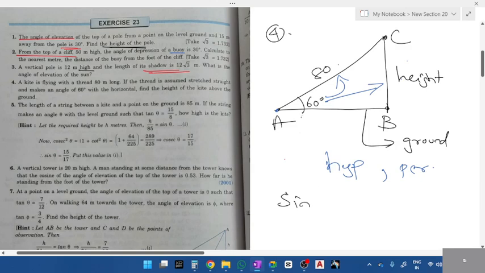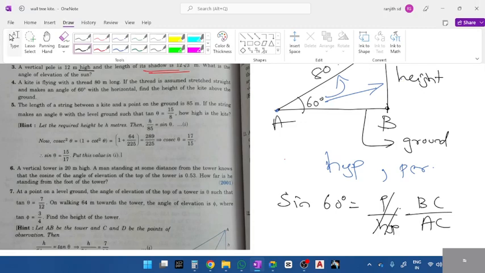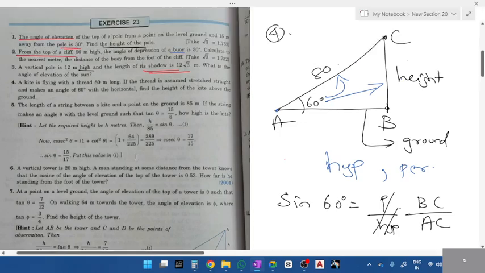Sine. So sine, what's the degree given? Sine 60 degrees is equal to perpendicular by hypotenuse. Don't write perpendicular and hypotenuse, write the sides. Perpendicular is nothing but BC. BC divided by hypotenuse, which is AC. Fine. AC. So 15 degrees.